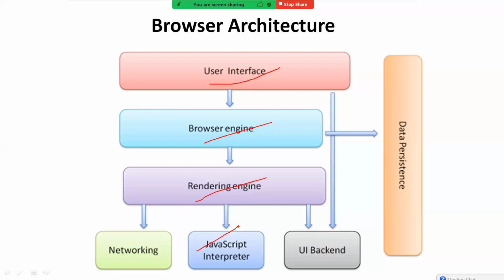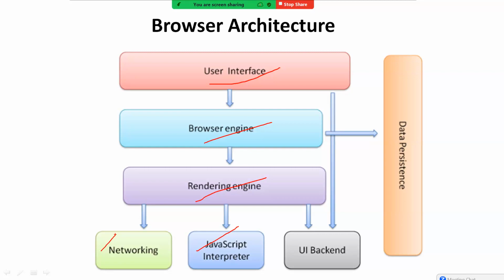And the browser has networking. I hope you know networking. In a browser, networking is responsible for tracking how many requests are happening for a page, how much time it is taking to respond, how many bytes are transferred in the response. All such information is present in the network. Networking indicates how many files you are requesting, how much content it is loading, how much time it is taking.